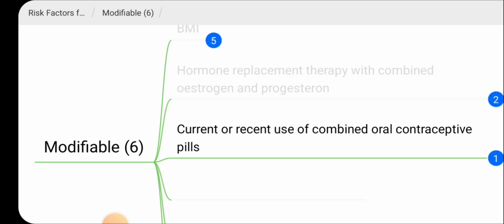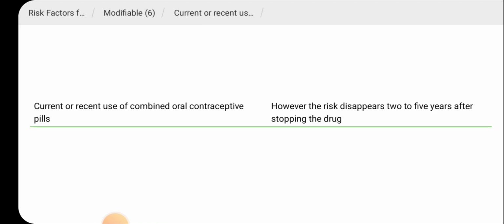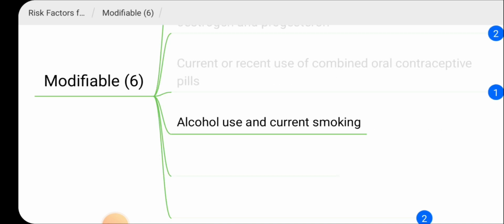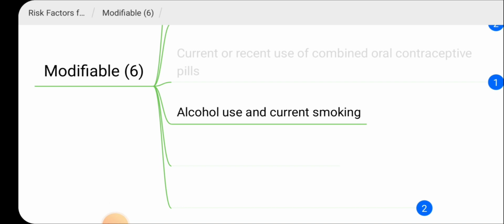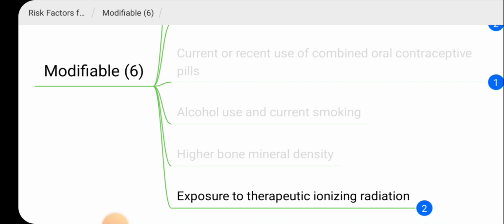And also, current or recent use of combined oral contraceptive pills is a risk factor. However, the risk of breast cancer disappears 2 to 5 years after stopping these combined oral contraceptive pills. Then, alcohol use and current smoking is a risk factor, and higher bone mineral density is a risk factor, and exposure to therapeutic ionizing radiation is a risk factor.